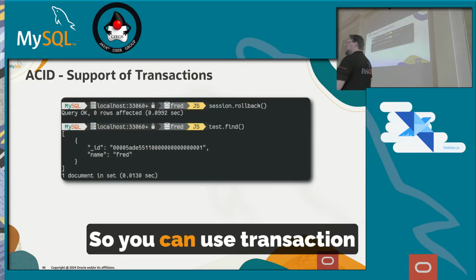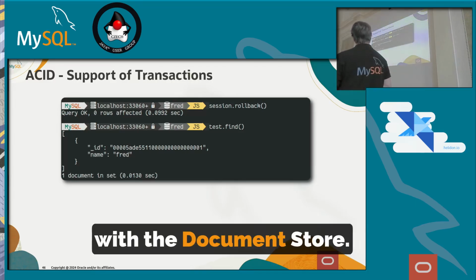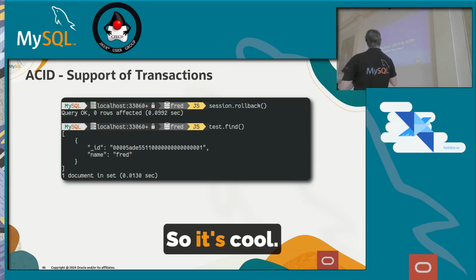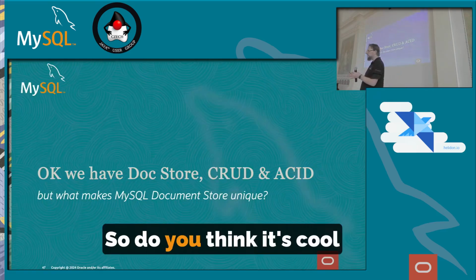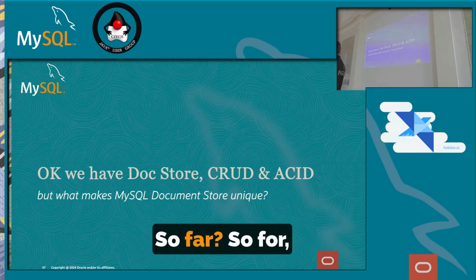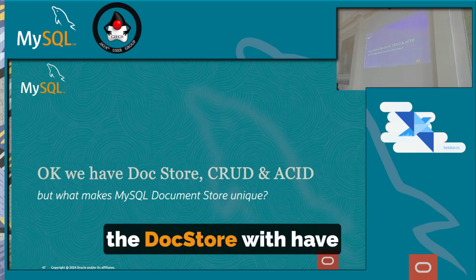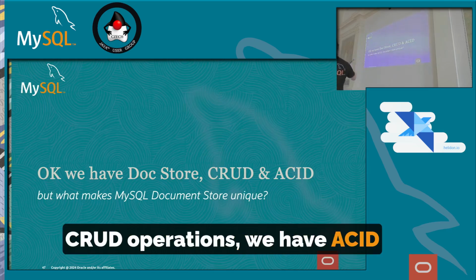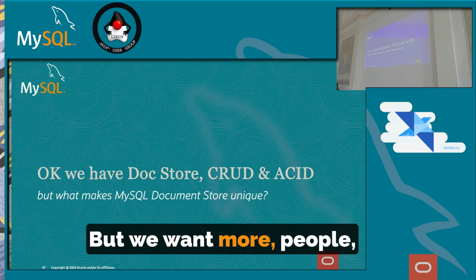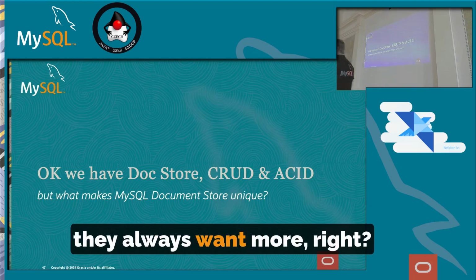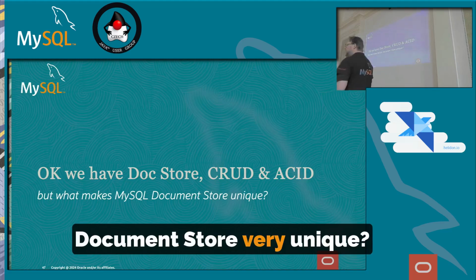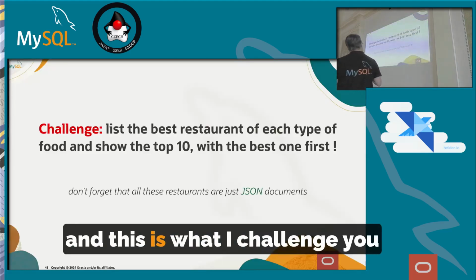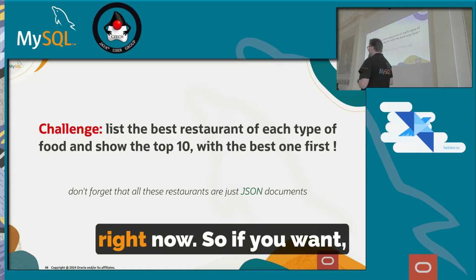So you can use transactions with the document store. So it's cool, we have the doc store. I think it's cool. Do you think it's cool, the doc store, so far? We have CRUD operations, we have ACID, but we want more. People always want more, right? So what makes the MySQL Document Store really unique? And this is what I want to challenge you with right now.